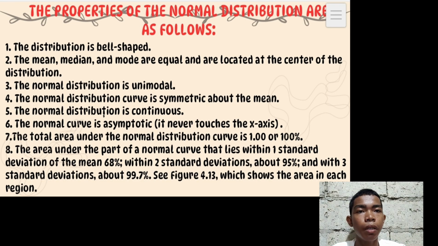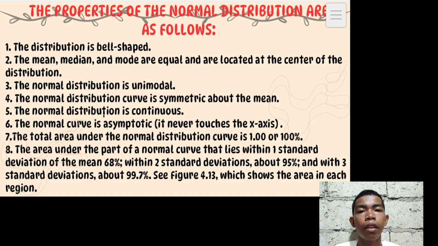So next are the properties of the normal distribution. Number 1, the distribution is bell-shaped. The graph looks like a smooth bell, high in the middle and low on both sides. Number 2, the mean, median, and mode are equal and are located at the center. The average, middle value, and most common value are all the same and found right in the center of the bell. Number 3, the normal distribution is unimodal. There is only one peak or highest point, just one center of data.